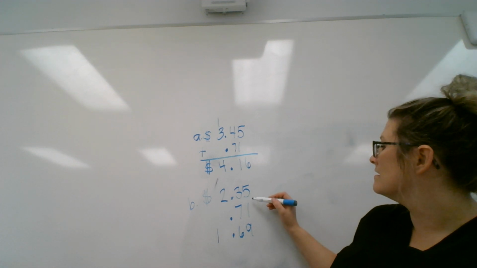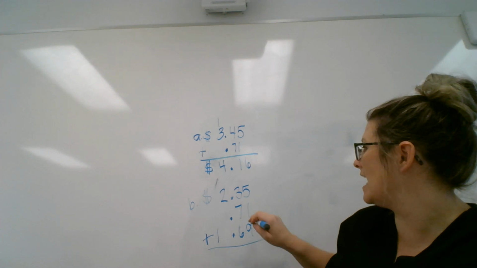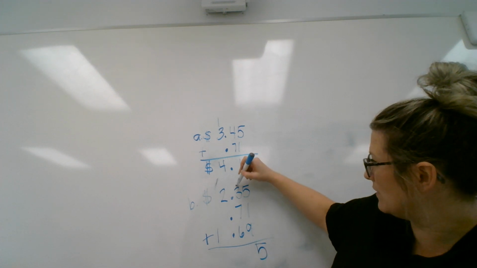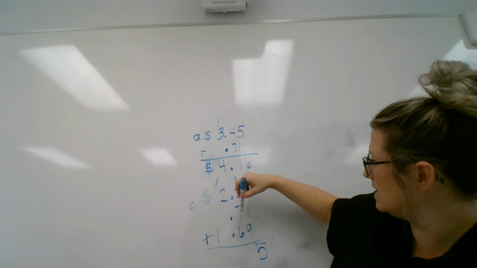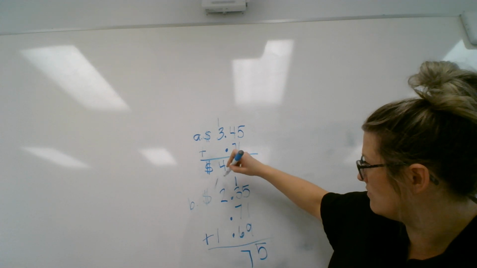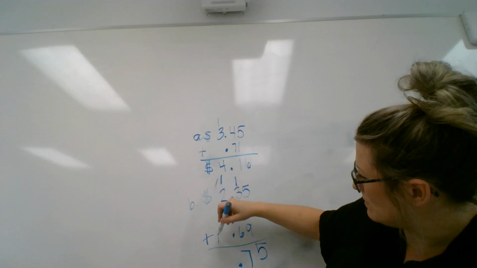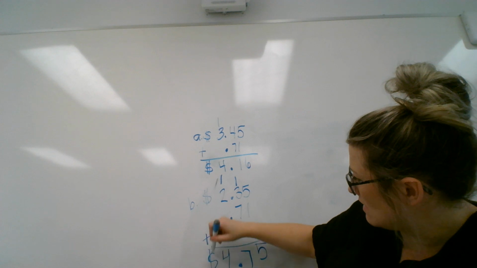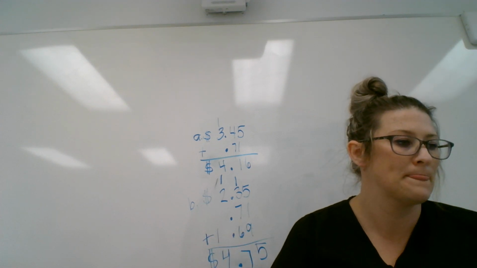All right, so we're going to be adding these up. 9 plus 1 is 10, plus 5 is 15. Put your 5 down, carry your 1. 6 plus 7, 13, 14, 15, 16, 17. 7 down, carry the 1. Decimal down. 2 plus 1 is 3, plus 1 more is 4. $4.75 is how much person B spent.